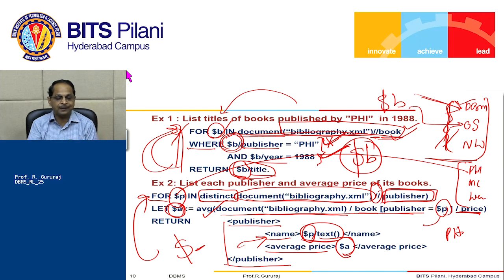Next, I will go to the next iteration. In the next iteration, $p is assigned with the McGraw-Hill's publisher, and again I will compute the prices for all the books that are published by McGraw-Hill's, and then compute the average and store it in $a. In the second iteration, the $a value stores the average price for all the books published by the second element, that is McGraw-Hill's. For such $p, I will pick up the publisher name and print it in the result. I will pick up the average stored in $a and print it in the result. And go to the third iteration, and do the same thing for the other elements as well. So this is how it works.